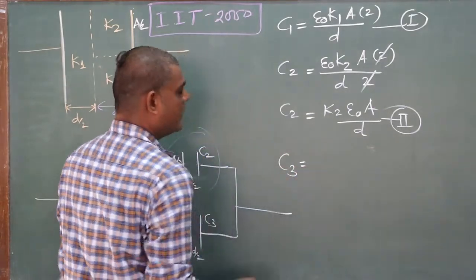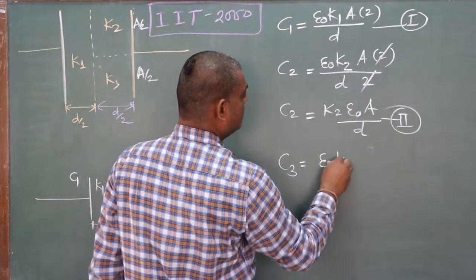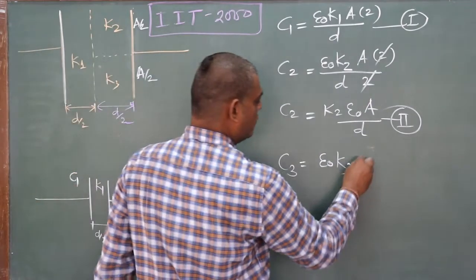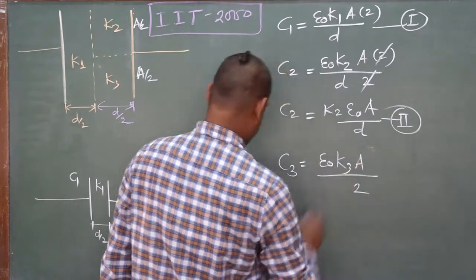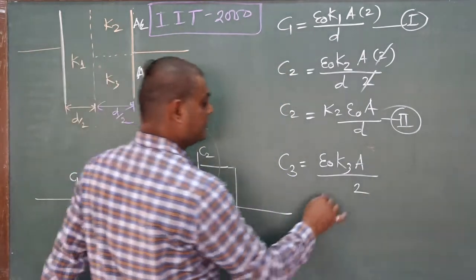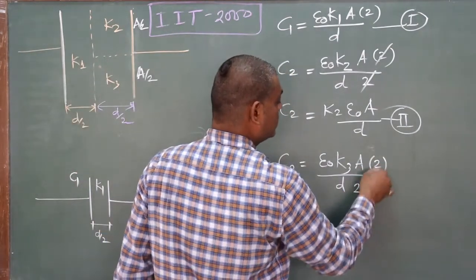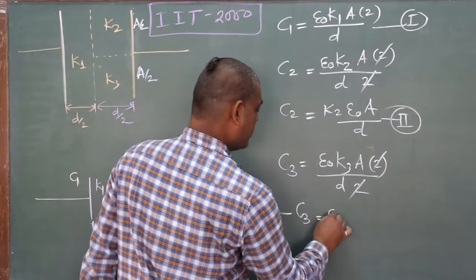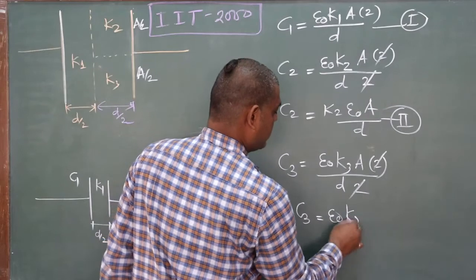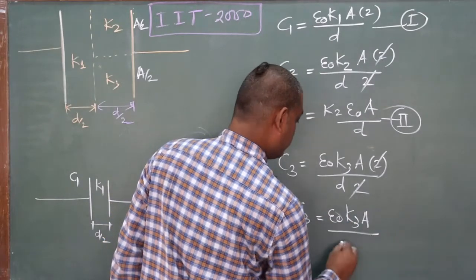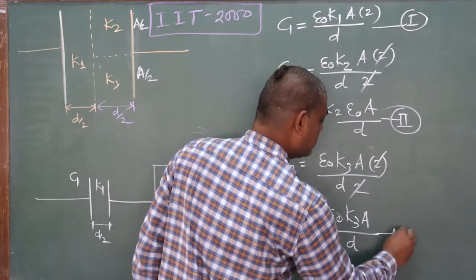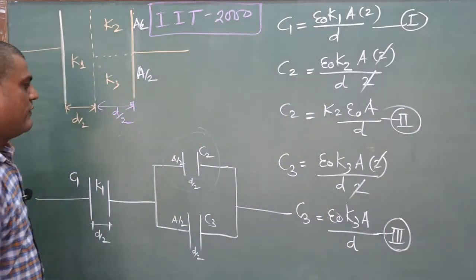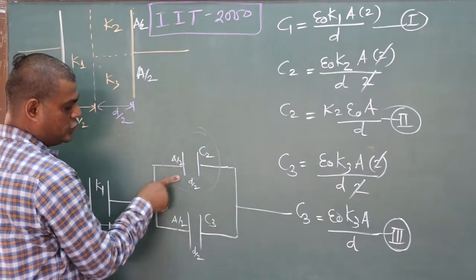Now for the C3. C3 equal to again epsilon 0 K3, what is A? A by 2. So we will write A by 2. What is D? D by 2. So these two get cancelled. C3 equal to epsilon 0 K3 A by D. This is your third equation.